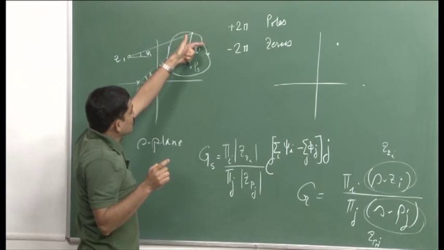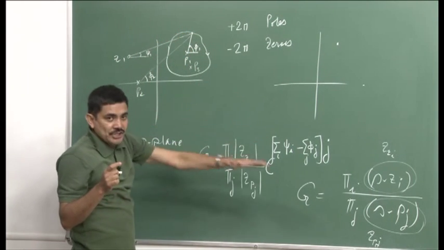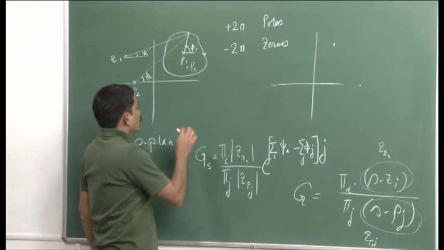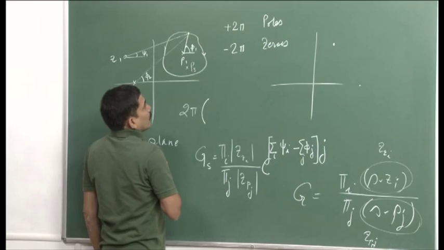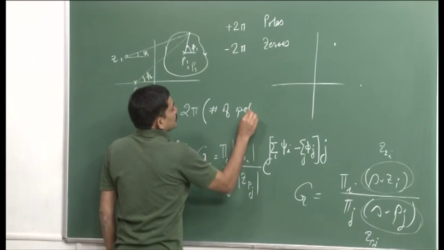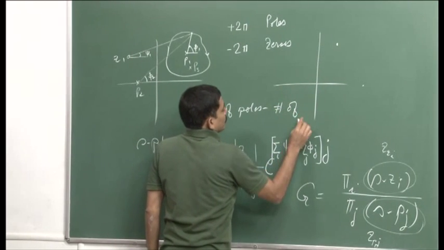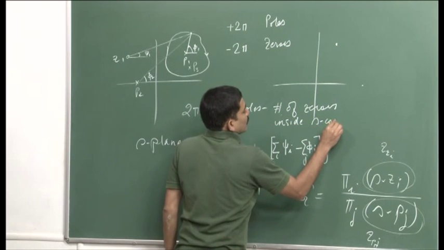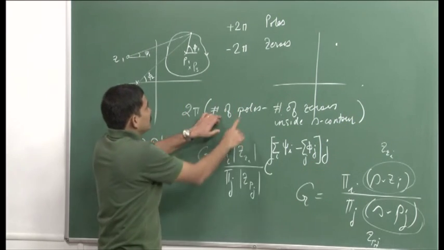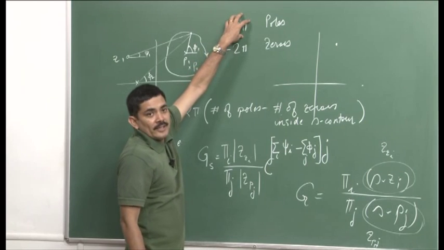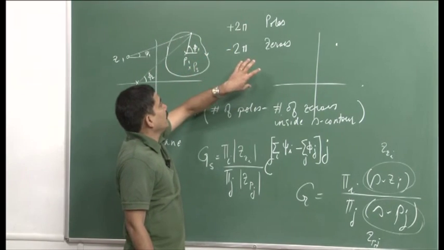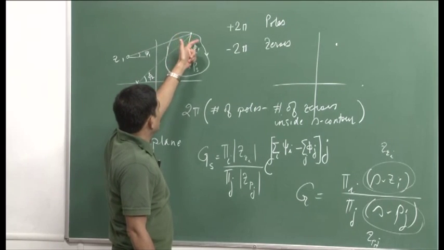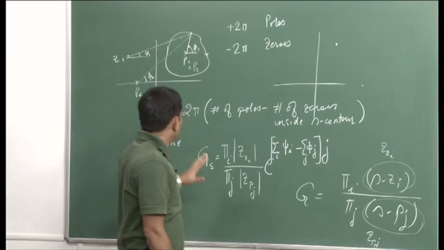Okay. So, as S moves on a closed contour, the net angle of G will change by 2 pi times the number of poles minus the number of zeros inside the S contour, because each pole inside the contour will change the angle by plus 2 pi, and each zero inside the contour will change the angle by minus 2 pi. Yeah, inside the S contour, and S is moving clockwise. Okay. That is the kind of thing that we see from here.